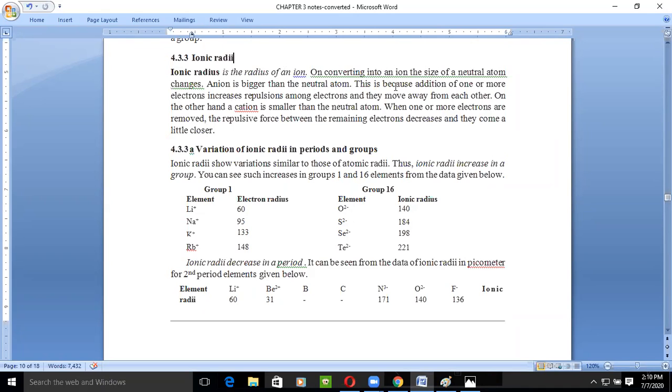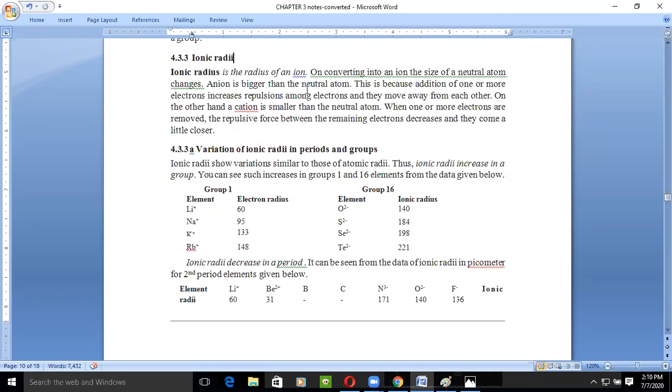On converting into an ion, the size of the neutral atom changes. If we convert an atom into an ion, because it is the atom that converts into an ion, what will happen? The size of a neutral atom changes. The size will change.